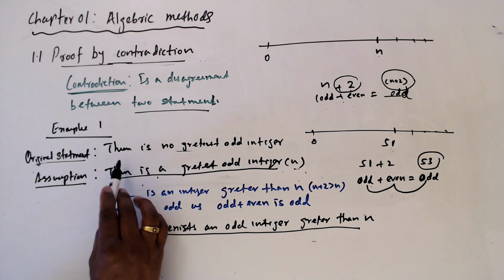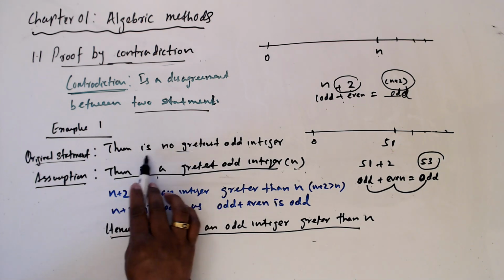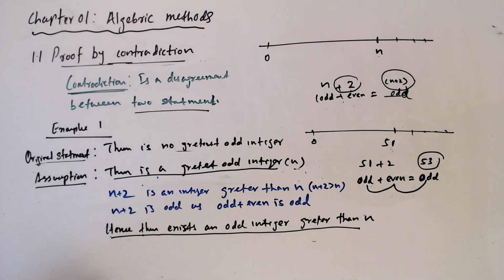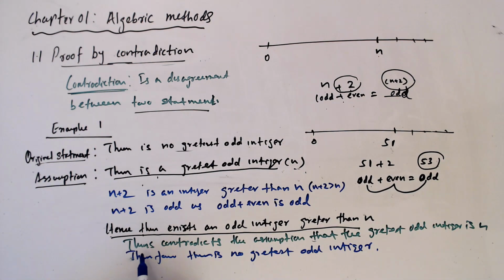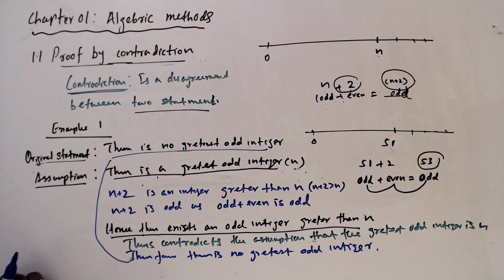Hence, the only possibility is that there is no greatest odd integer. That's all, basically. So I'll write the rest. So this contradicts the assumption that the greatest odd integer is n. Therefore, there is no greatest odd integer. So we proved this one. You can read example 1 in the book as well.